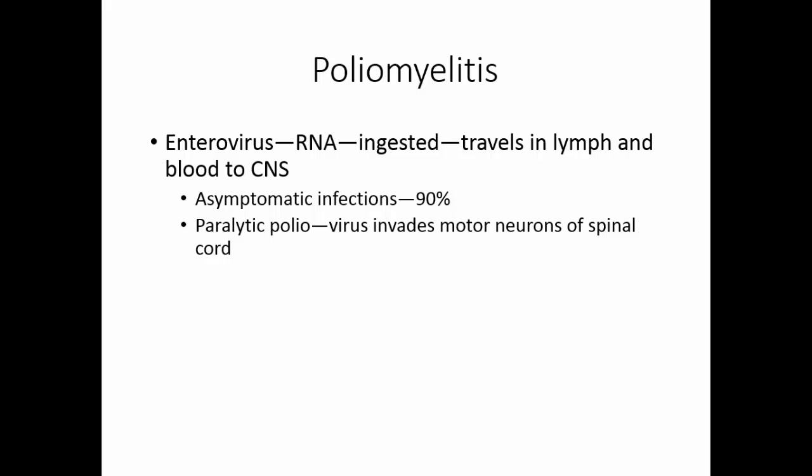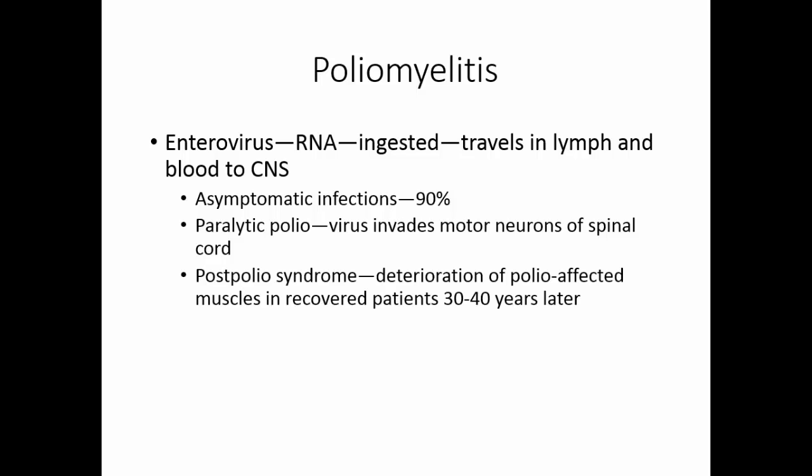Paralytic polio occurs when the virus invades motor neurons of the spinal cord, damaging them. As a result, paralysis occurs. The neurons cannot transmit information to the muscles, therefore the muscles can't respond. If the muscles go unstimulated for too long, they will atrophy and be unable to respond later should the nerve recover.